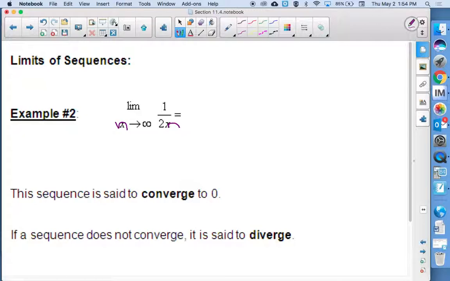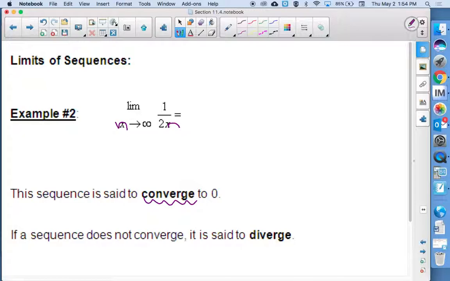So this one here, we have the limit as, I'm changing it to an n just so that it's in sequence form, n approaches infinity of 1 over 2n. Underneath it, it says this sequence is said to converge to 0. So yes, sequences have limits. If it does have a limit, we usually use the word converge, because they're kind of curving towards a number, getting closer and closer to a number, converging towards a number.